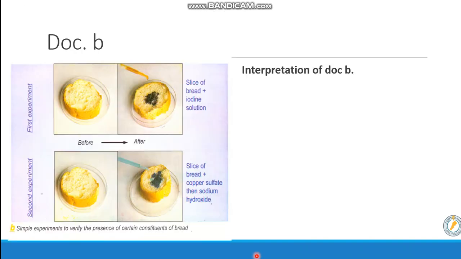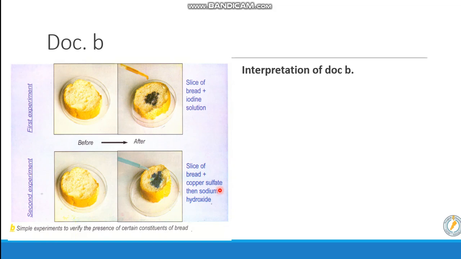Now, if I ask you to interpret document B, you should write, in the first experiment, what is the test that we did, what is the result that we had, and what does this result mean. While, don't forget the connector, while in the second experiment, what did we add, what is the result that we got at the end, and what does this result mean?